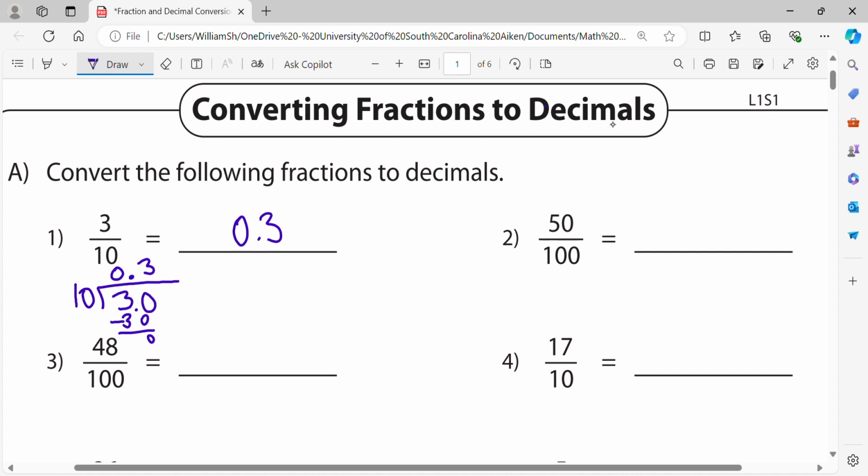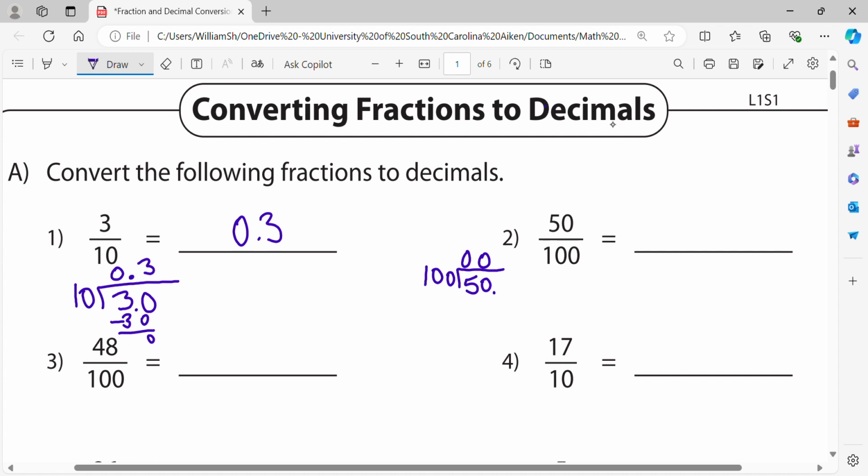Alright, let's look at number 2. Number 2 is 50 divided by 100. And we want to put that in terms of a decimal instead of a fraction. So we're going to take 100, and we're going to divide that into 50. Now, 100 won't go into 5. 100 won't go into 0. So, 100 won't go into 50, I guess would be a better way to say it.